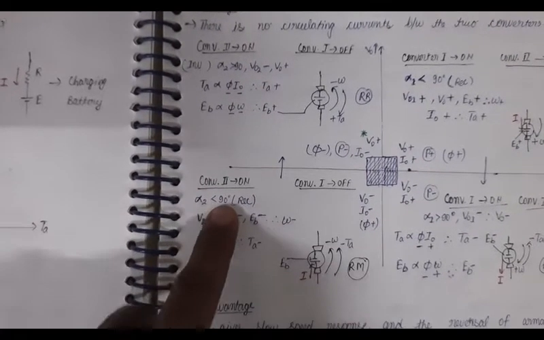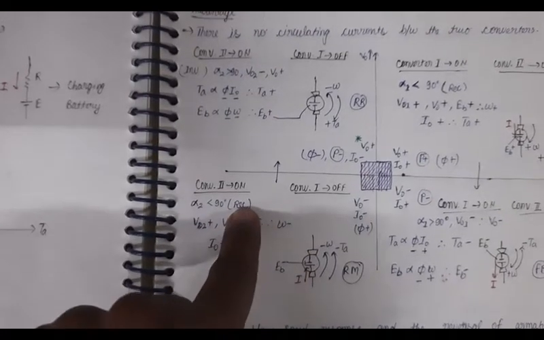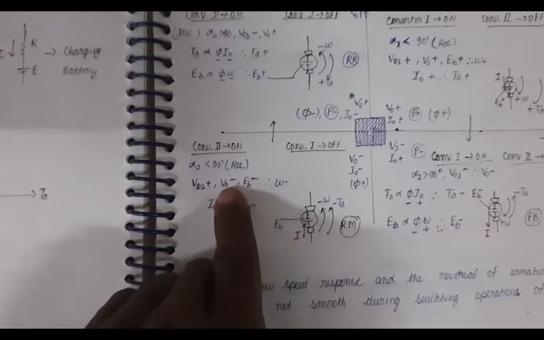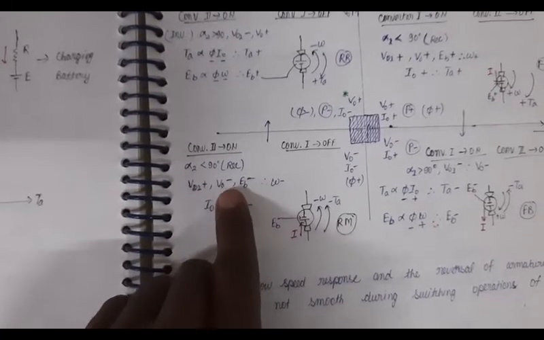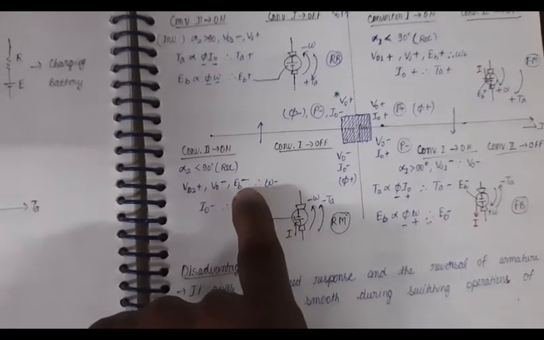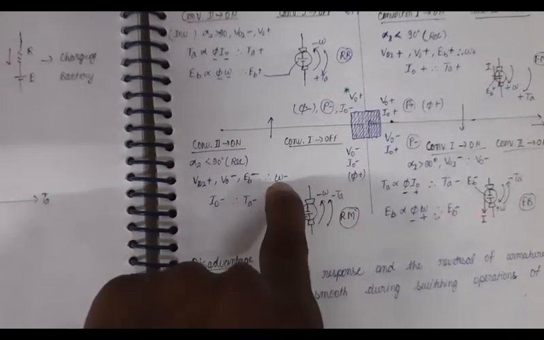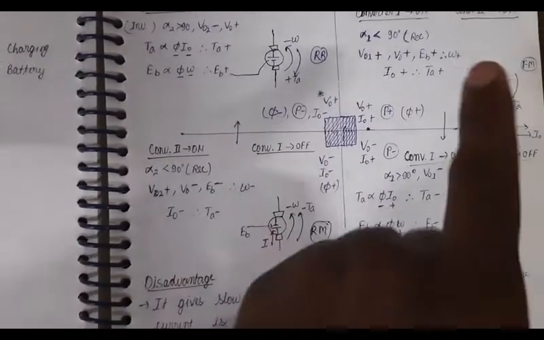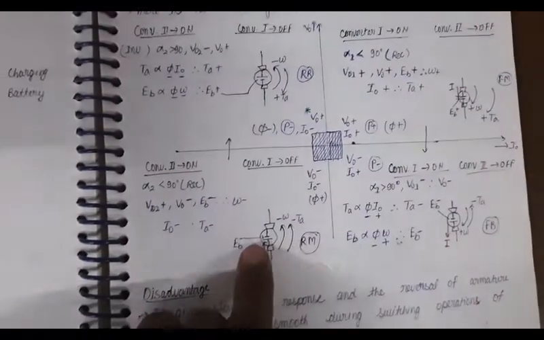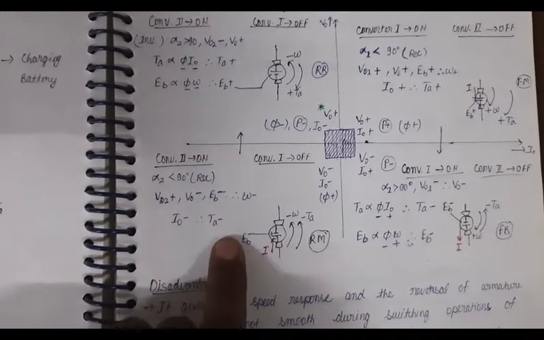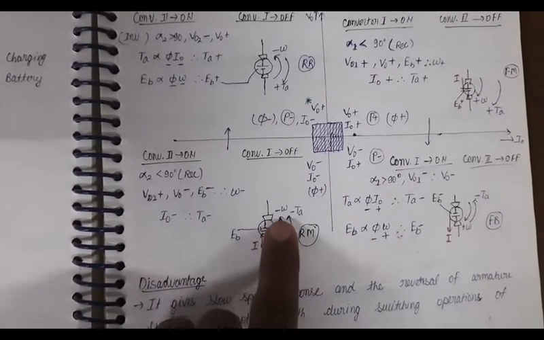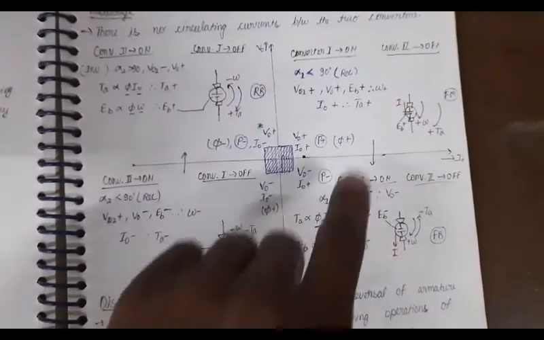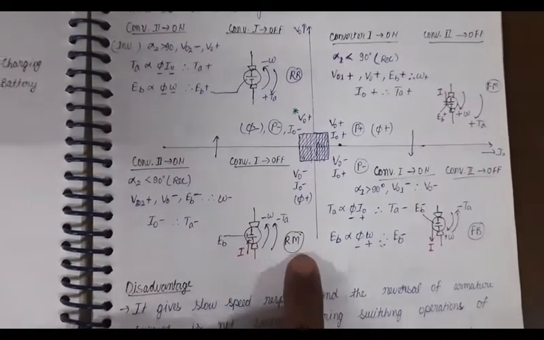So alpha 2 is here less than 90 degrees, so it will again be in rectifier mode. In this way we can see that although V02 is positive, V0 is negative, and EB is also negative because rotational speed is negative. Rotation is anticlockwise, or in the reverse direction as in the first case. So current is negative, so torque is also negative. Both are negative, so this will also be in motoring mode, but the direction of rotation will be opposite to the first quadrant. So this one is known as reverse motoring mode.